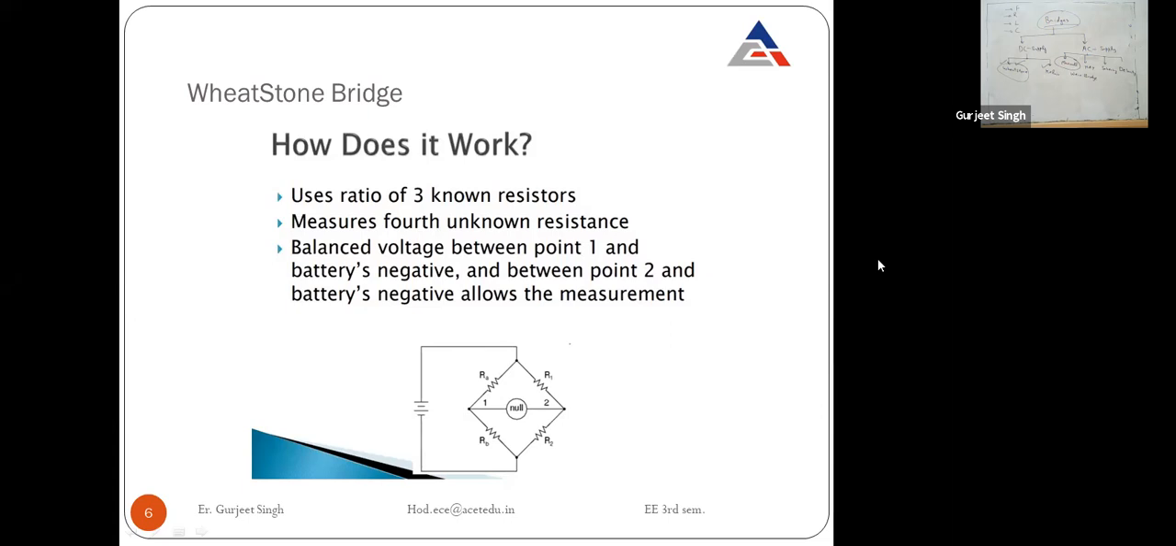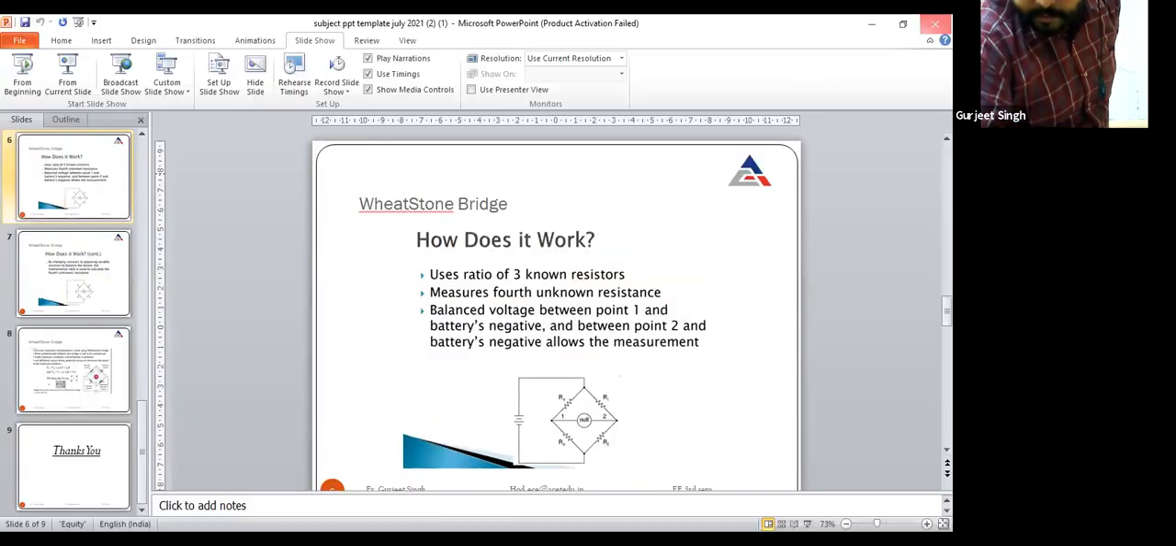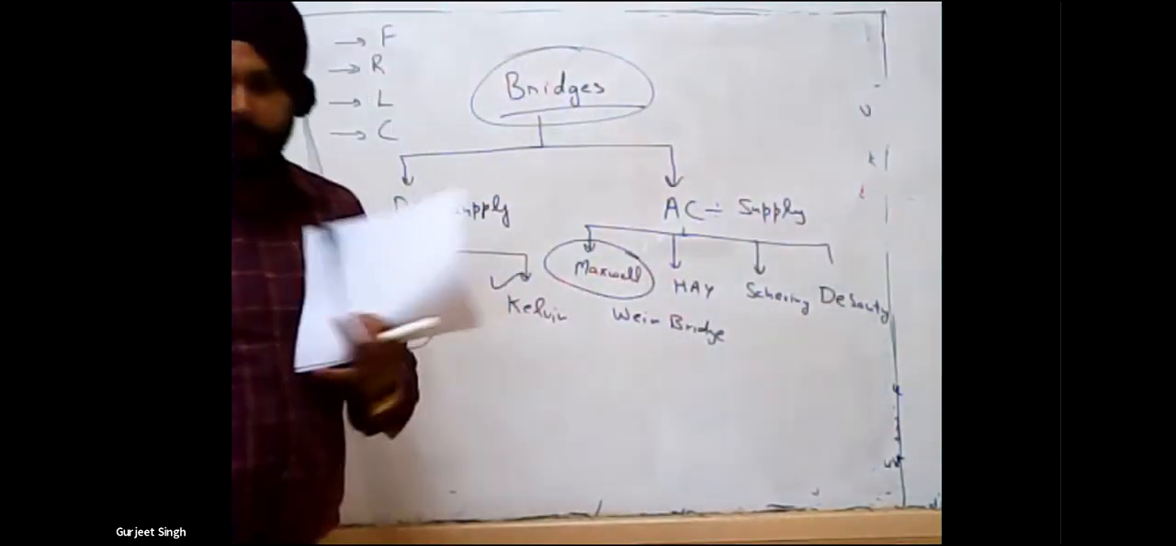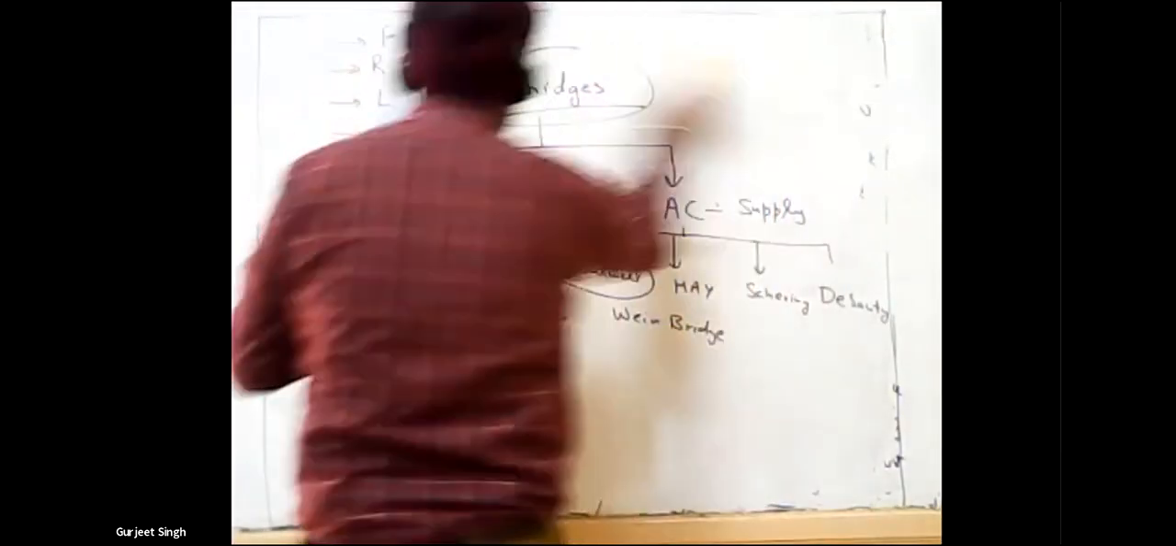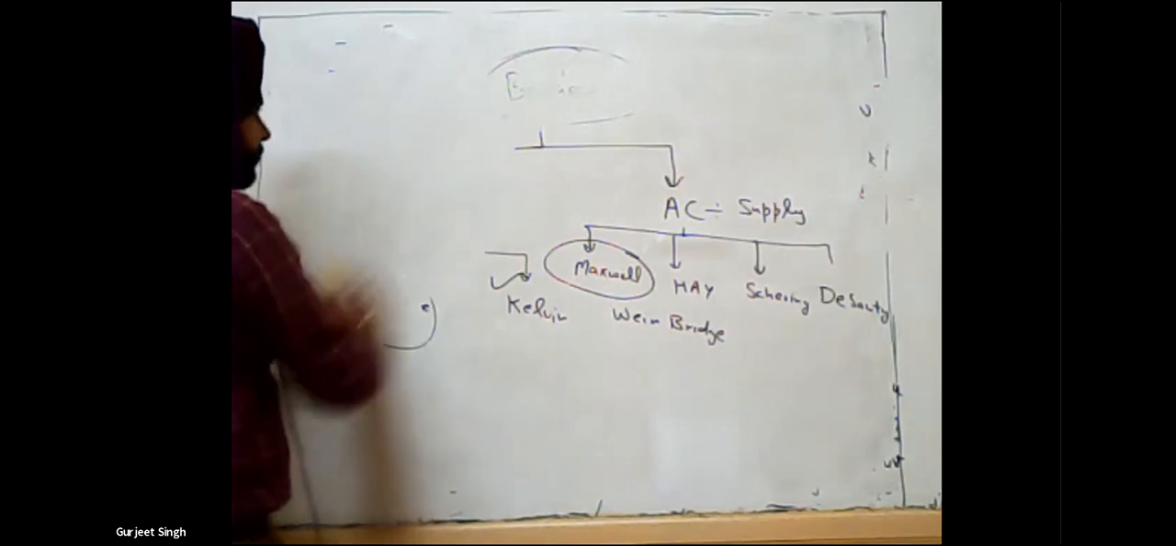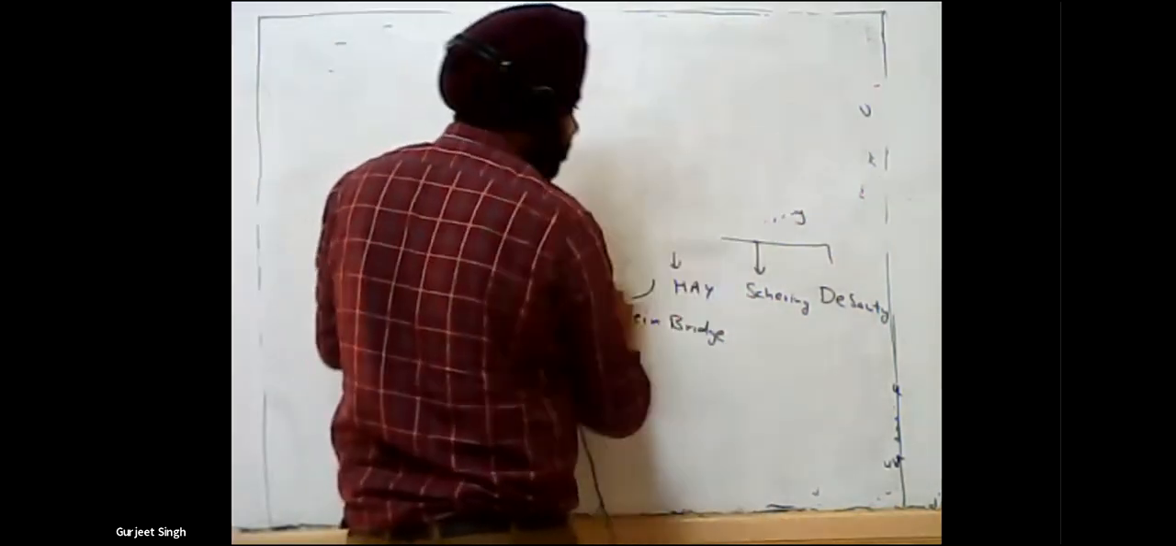Tell me, students, any other bridge you want? If you have a difficulty in that bridge, please tell me. Okay, so the board is visible to everyone. First of all, I will explain the Maxwell bridge, then the Anderson bridge.